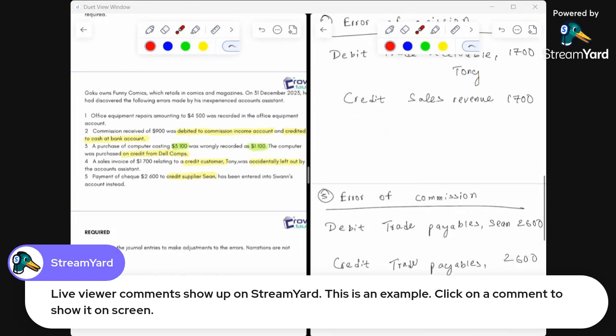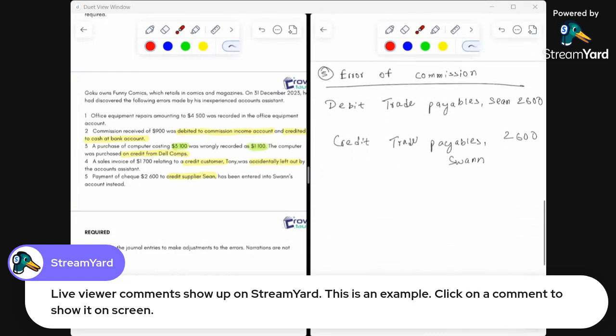All right, so let's move to the last error which we've got. Payment by check of $2,600 to credit supplier Sean has been entered into Swan's account instead. All right, so this is what we call an error of commission. And how can we identify an error of commission?